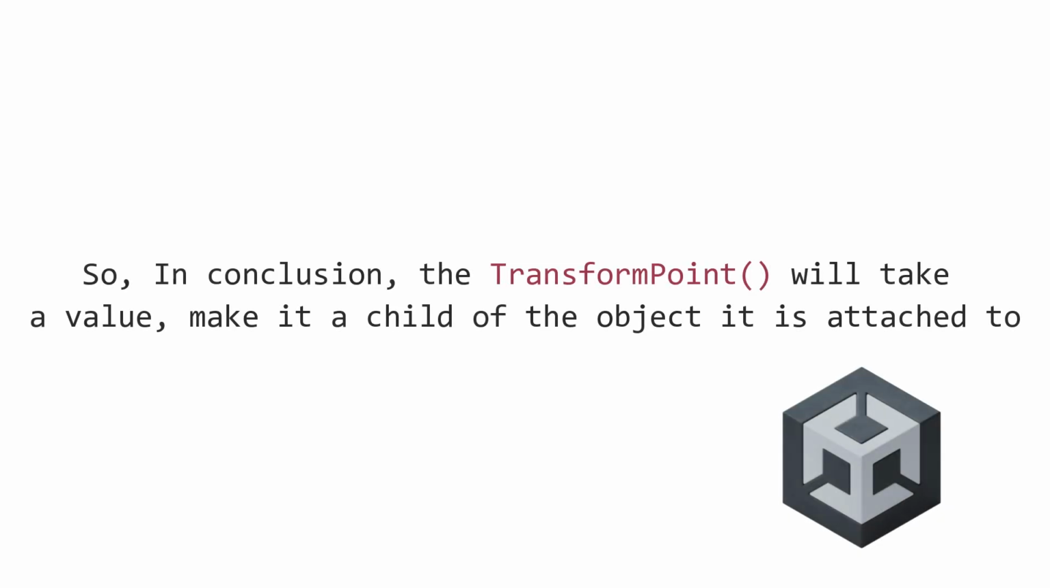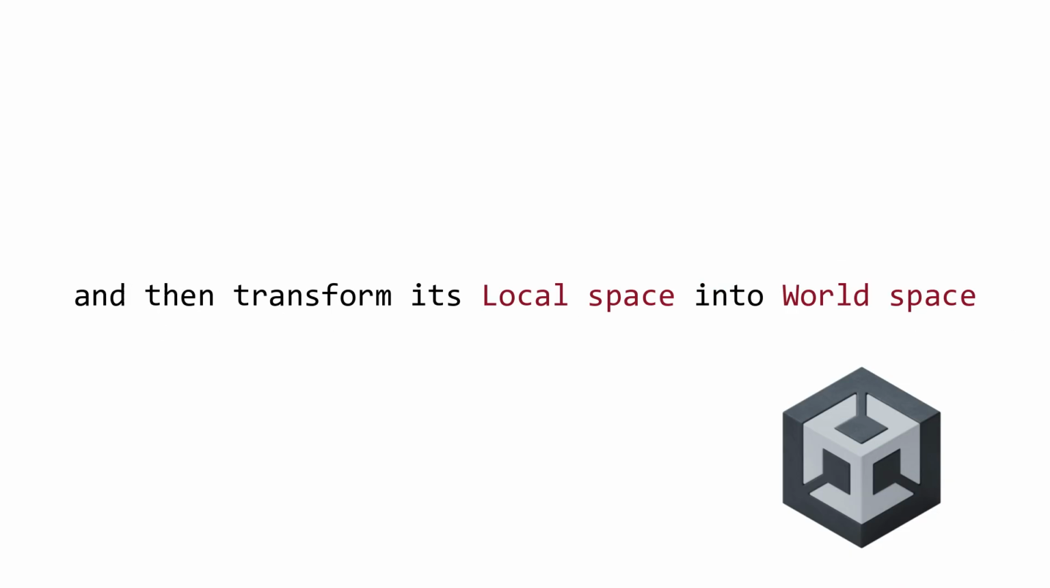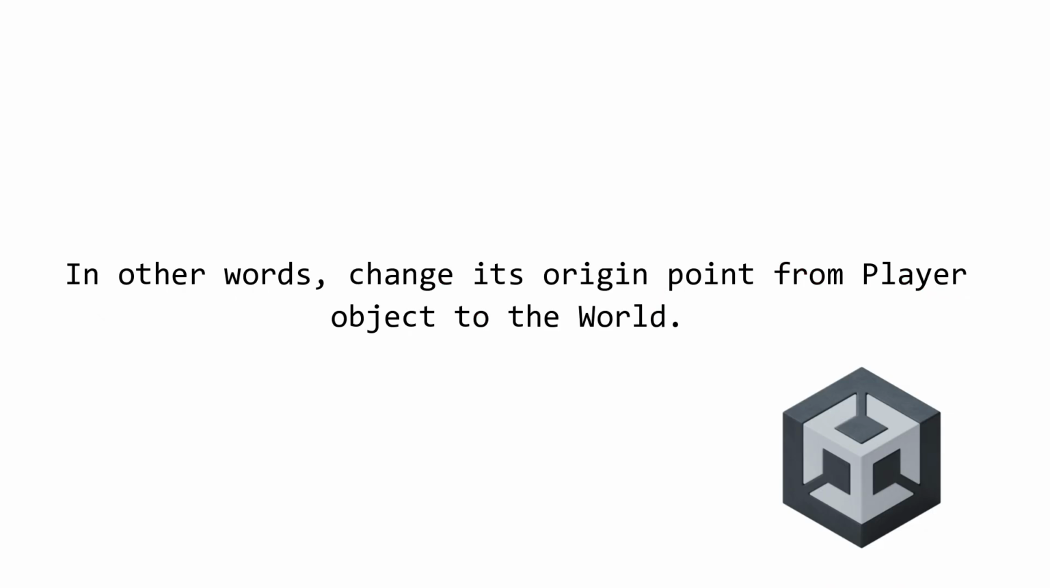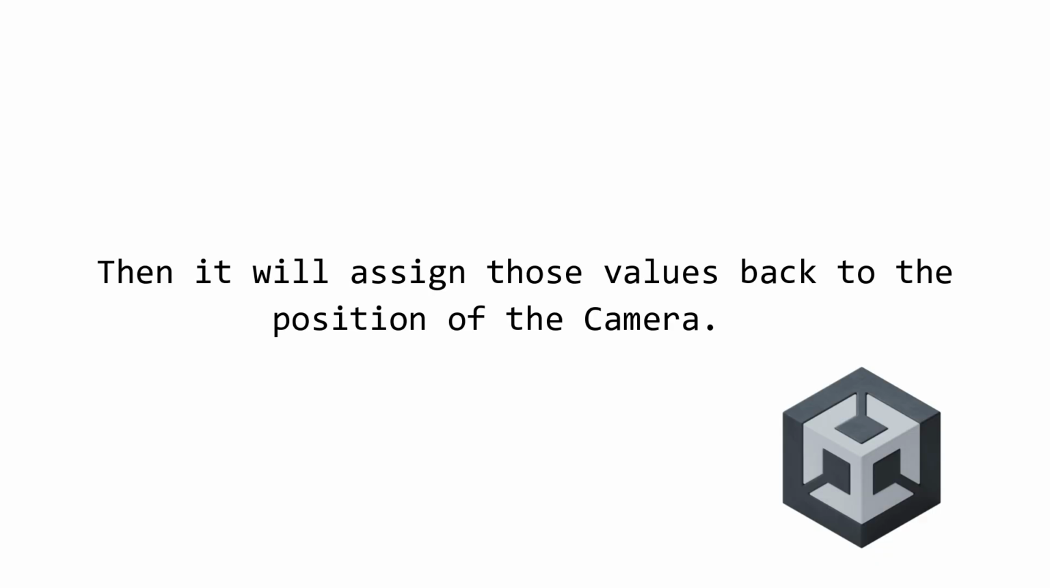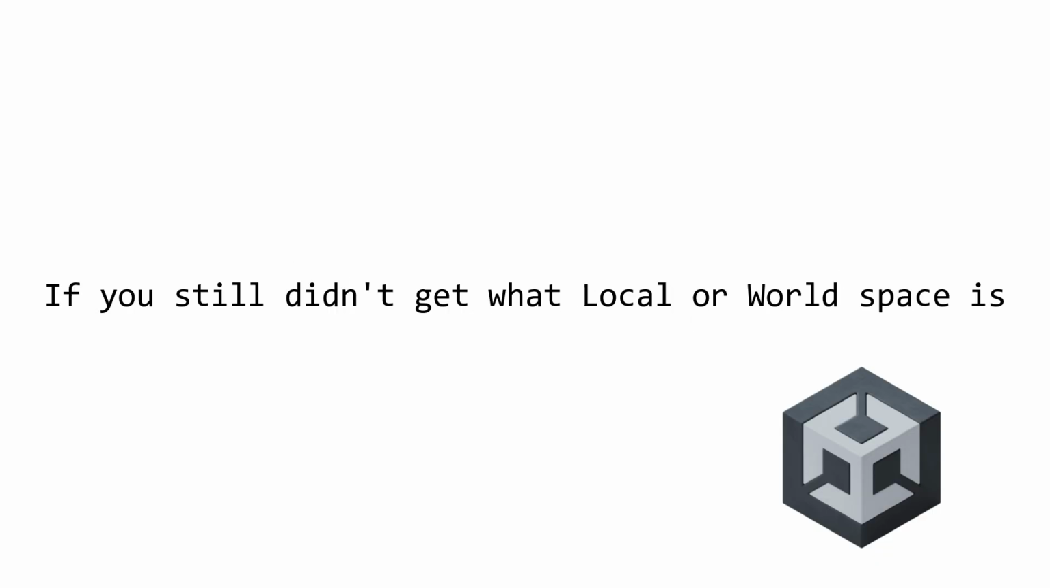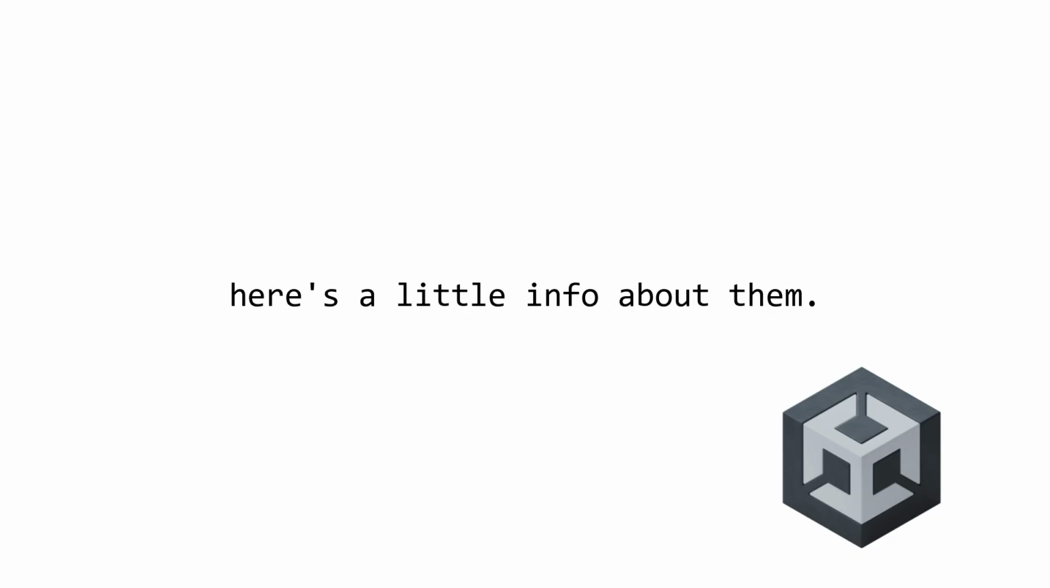So in conclusion, the TransformPoint method will take a value, make it a child of the object it is attached to and then transform its local space into world space, in other words, change its origin point, from player object to the world. Then it will assign those values back to the position of the camera. If you still didn't get what local or world space is, here's a little info about them.